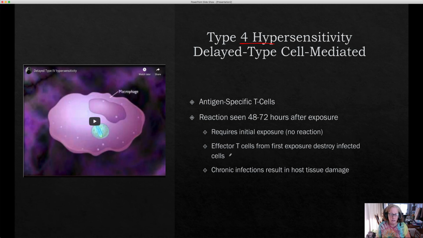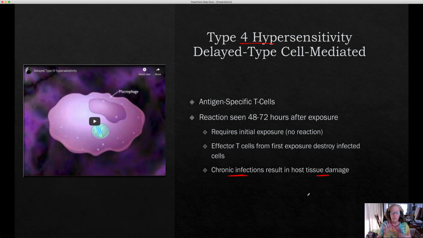And so T cells become effector cells after their first exposure. Effectors are kind of like your memory T cells. What they're going to do is destroy infected cells. They're looking for virus infected cells or cells that are giving off some kind of distress signal. The problem in delayed type 4 is that they start responding to that allergen, and so people with chronic infections can oftentimes get tissue damage in their own tissue, not from the toxin, but because of this delayed T cell response. That can happen as well.